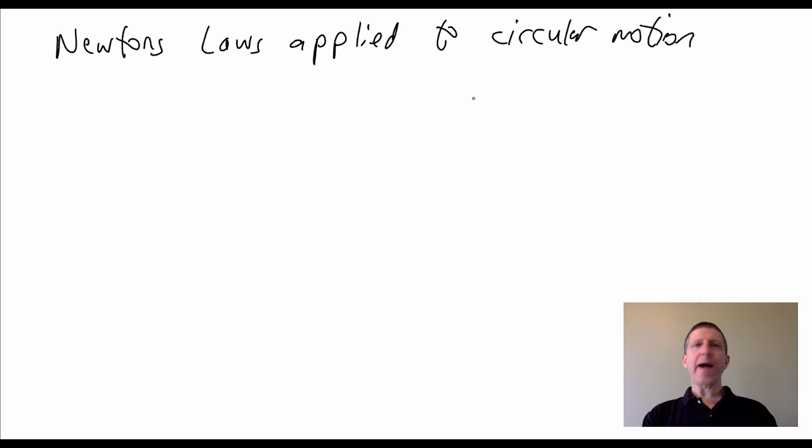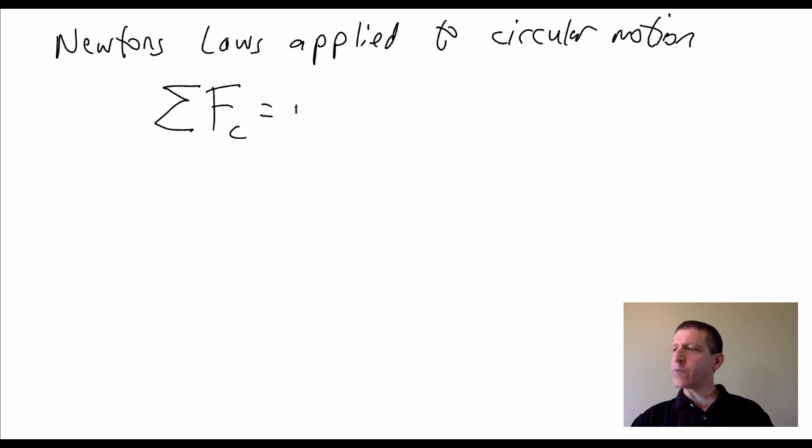All right, we're back. What we'd like to deal with now is Newton's laws as applied to circular motion. And there's a couple of common misperceptions and mistakes that we want to avoid in this situation. To start off with, how would you apply Newton's second law? We've got the net force centripetal equals the object's mass times its centripetal acceleration.